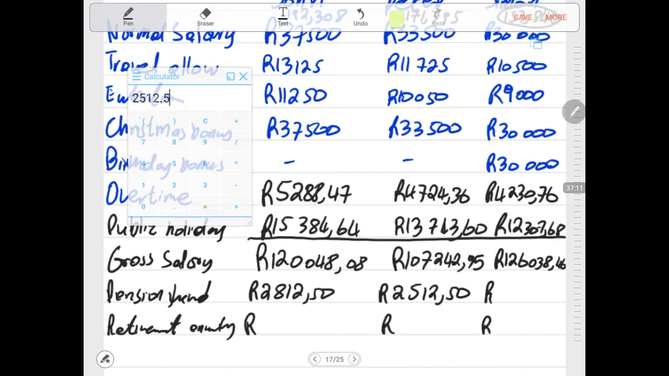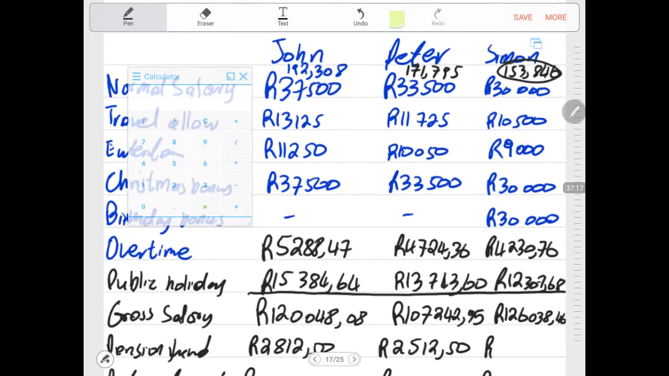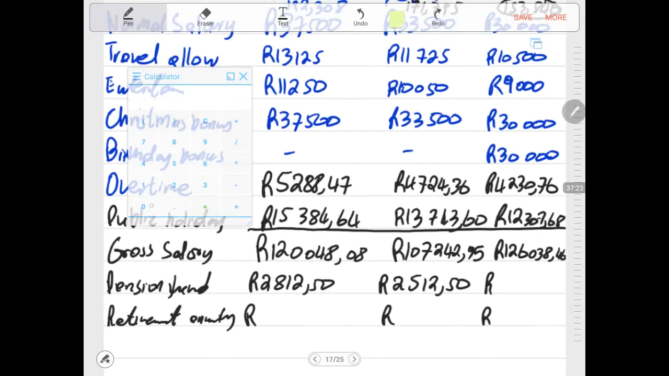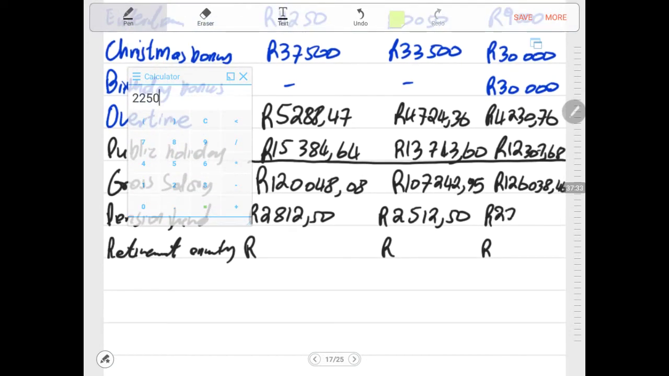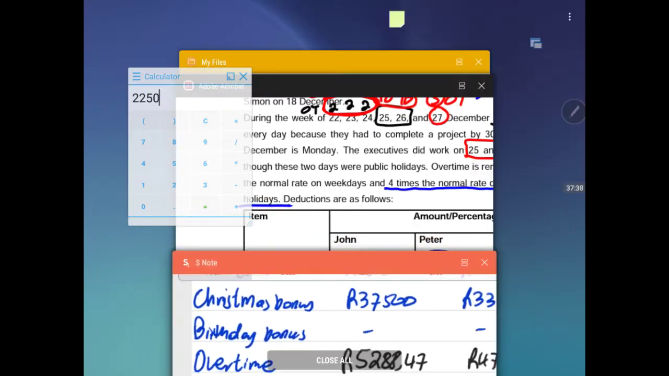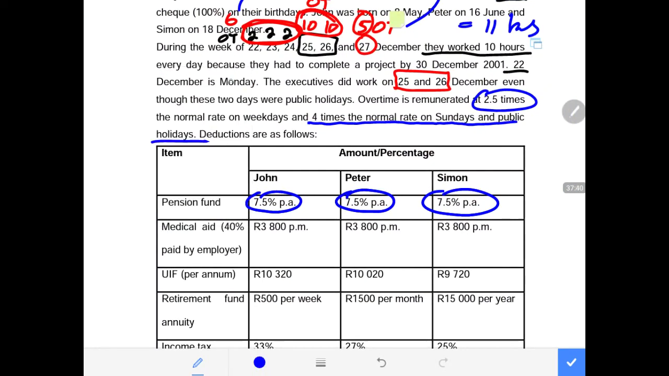Then we continue with the pension fund, which is out of 30,000. Remember, we are focusing on the normal salary. 0.075 times 30,000. We want to know only for the month: 2,250. Then let us look if there is a retirement annuity.